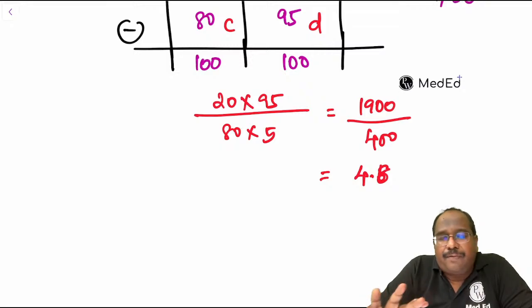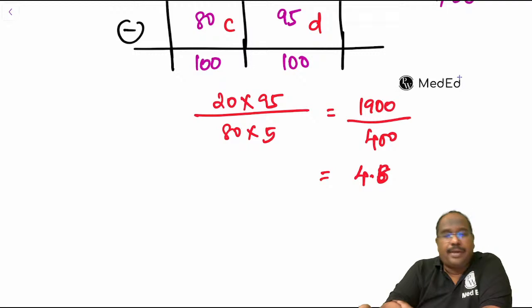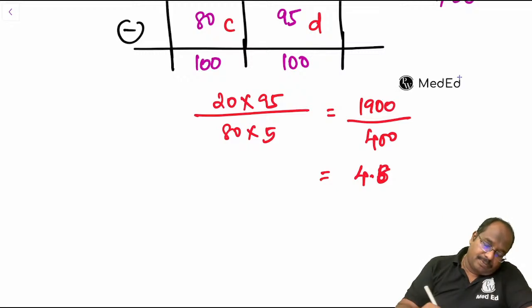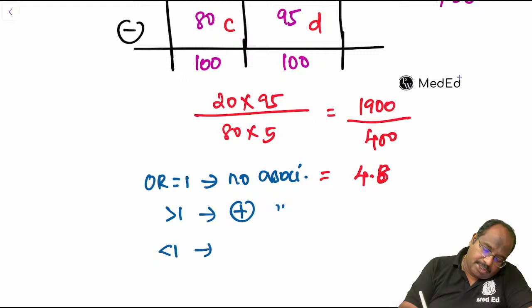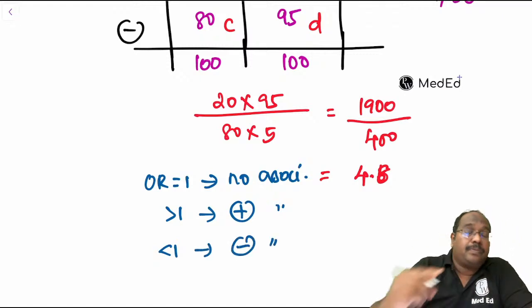Okay, roughly 4.8. So this is the odds ratio. What is the odds ratio interpretation? Equal to 1 means no association, more than 1 means positive association, less than 1 means negative association.